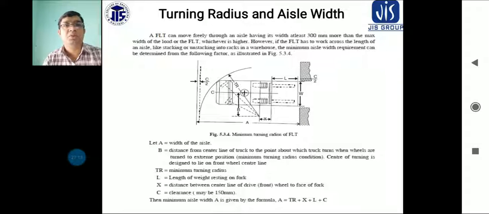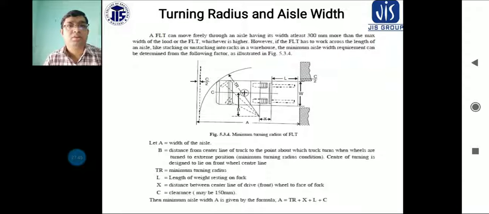You can see the turning radius and aisle width given. A forklift truck can move freely through the aisle having its width at least 300 millimeters more than the maximum width of the load or the forklift, whichever is higher. However, the forklift truck has to work across the length of the aisle, like stacking or unstacking into the racks.